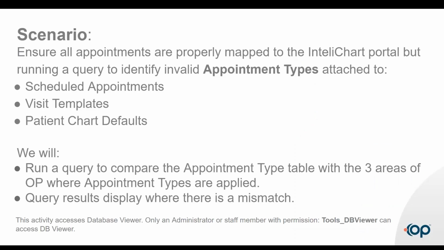In order to ensure that all appointments flow to the patient portal, we will review the 3 places in OP that appointment types are used. We will be looking at scheduled appointments, visit templates, as well as patient chart defaults. For each of these 3 places, we will be running a SQL to make sure that there are no appointment type mismatches. We want to make sure that the appointment types attached do indeed match a valid appointment type found in our appointment type table.